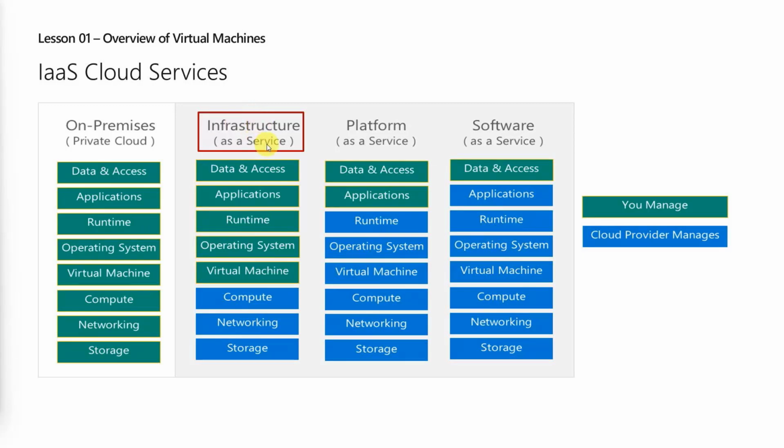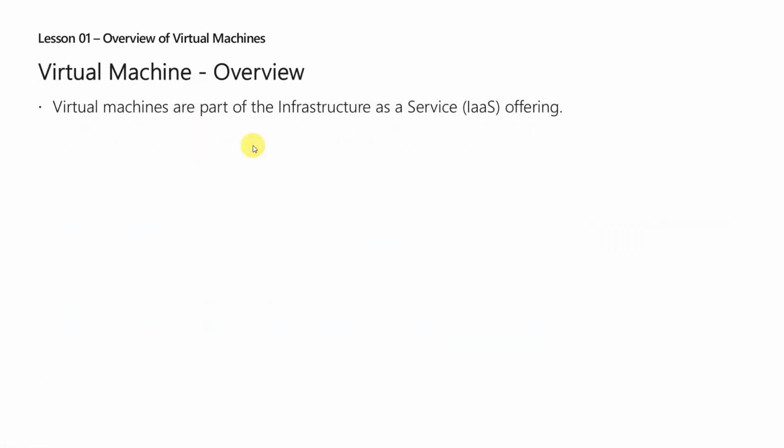So today, basically VM, when you say IaaS, it's just VM. Today we are going to learn what is a virtual machine, how to create it, and what are the various components of a virtual machine. So let's understand the overview. Basically, VMs are part of the IaaS offering or IaaS category.